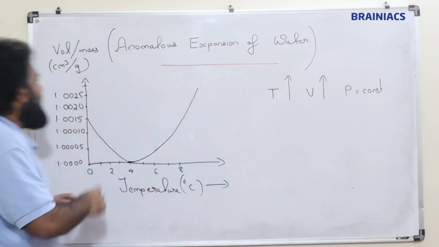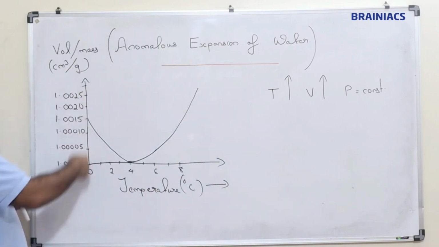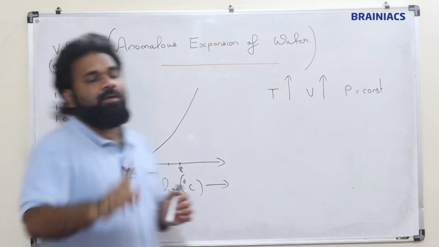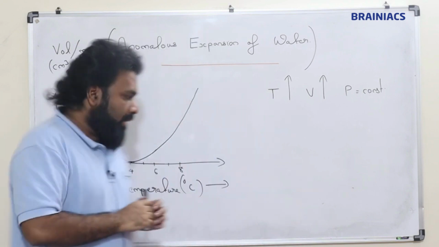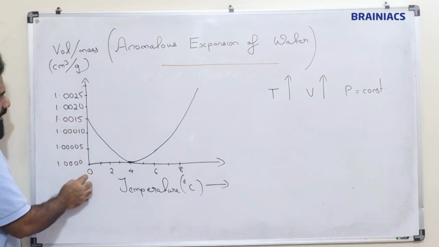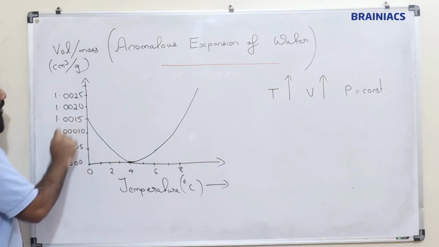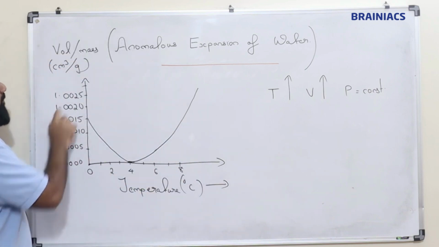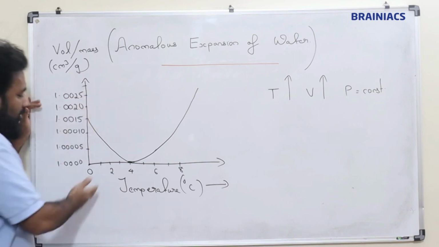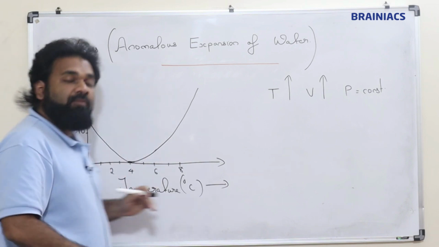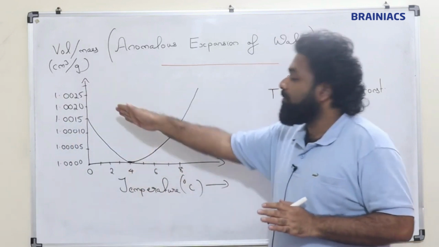Now if we take water, you can see in the y-axis I have taken volume per mass. So these are the observed volumes for, say for example, 1 gram of water, and this is temperature. Here you can see at 0 degrees Celsius the volume of 1 gram of water is, for example, 1.0015 centimeter cube per gram. Now when I increase its temperature till 4 degrees Celsius, its volume is decreasing.